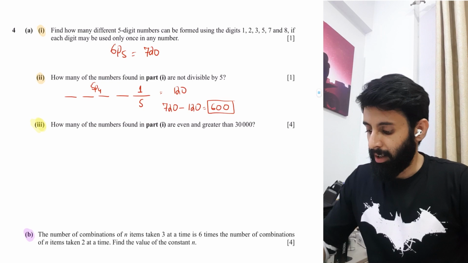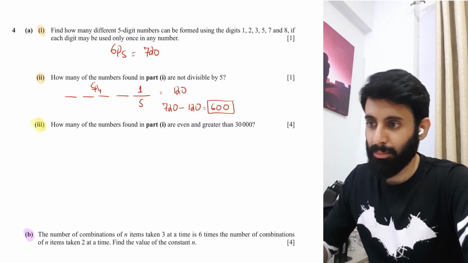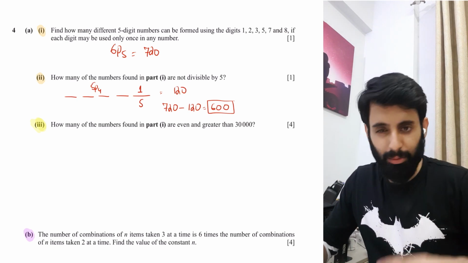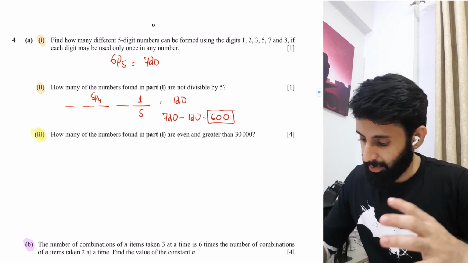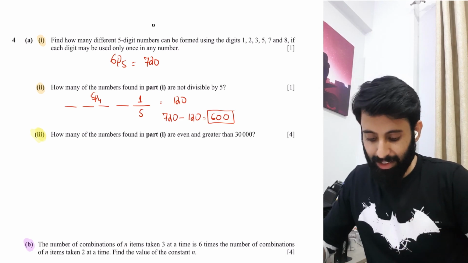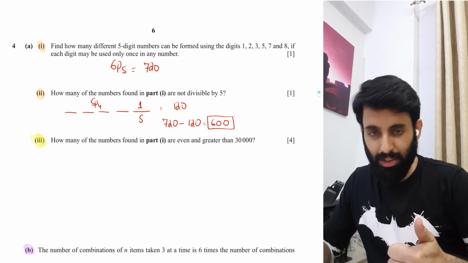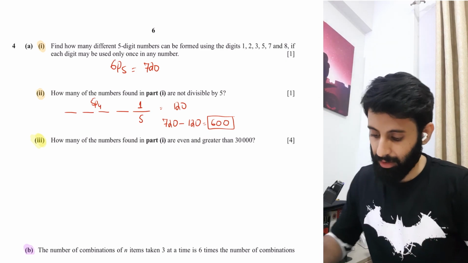Okay. Now comes part 3, which I've highlighted yellow. I've been waiting for this question because this is a conflict situation, and these kind of questions are my personal favorite. So it says, how many of the numbers found in part 1 are even and greater than 30,000? Okay, so there are 2 conditions that we need to fulfill. One of them is that they're even, and the other is that they're greater than 30,000.